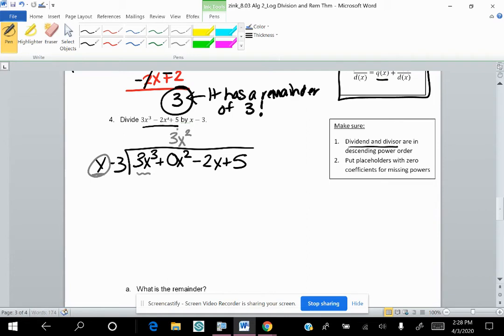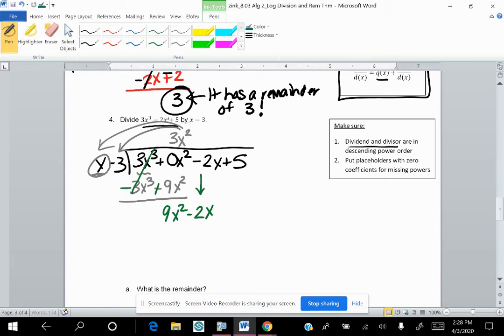Line it up with the other x squared. Rainbow multiply. We've got 3x to the third minus 9x squared. And I am subtracting, so I need to change all of my signs. Those cancel, 0 plus 9 is 9x squared. Bring down my next term of negative 2x.